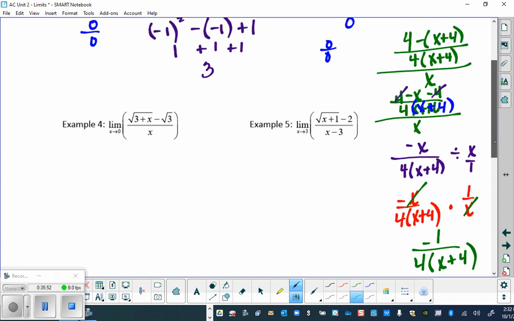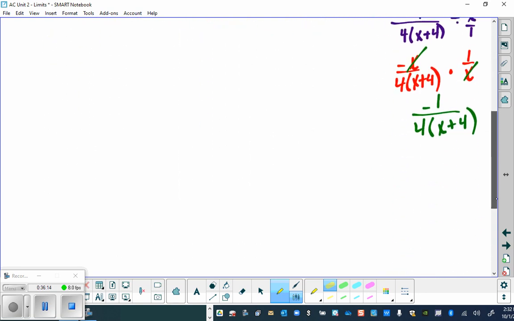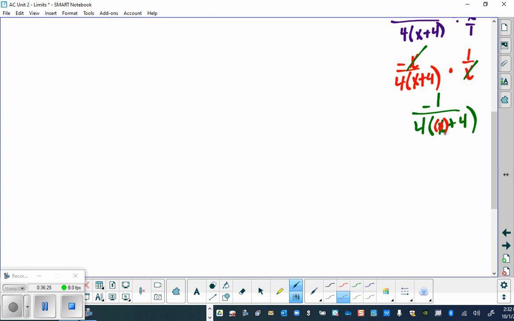Now that I have that, we're going to go pick up the 0. Why 0? Because that's where x is going. That's what my input value is approaching. You okay with that? Hey, all this is algebra 2. You remember it now? Is it coming back? Negative 1 over 4 times 0 plus 4. Sounds a lot like negative 1/16 to me.